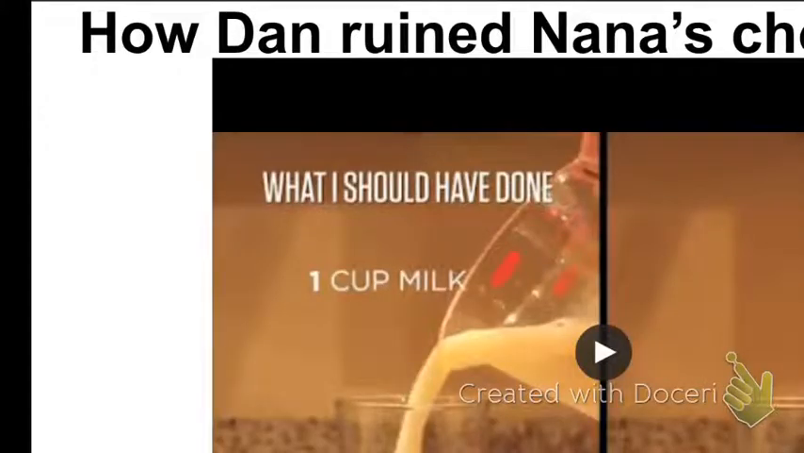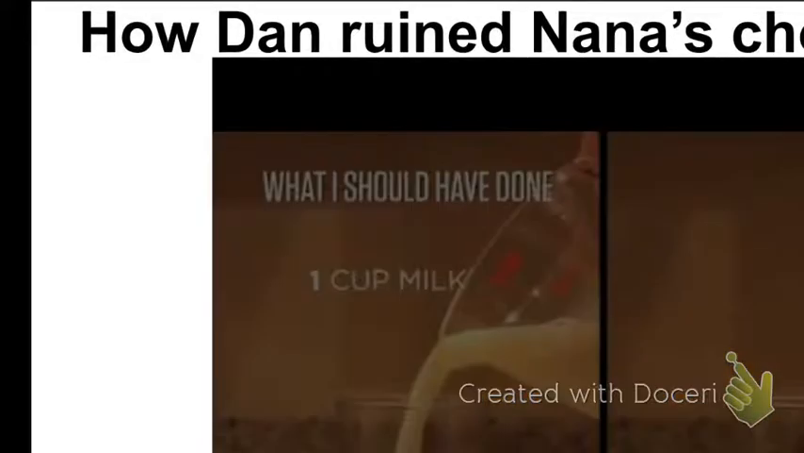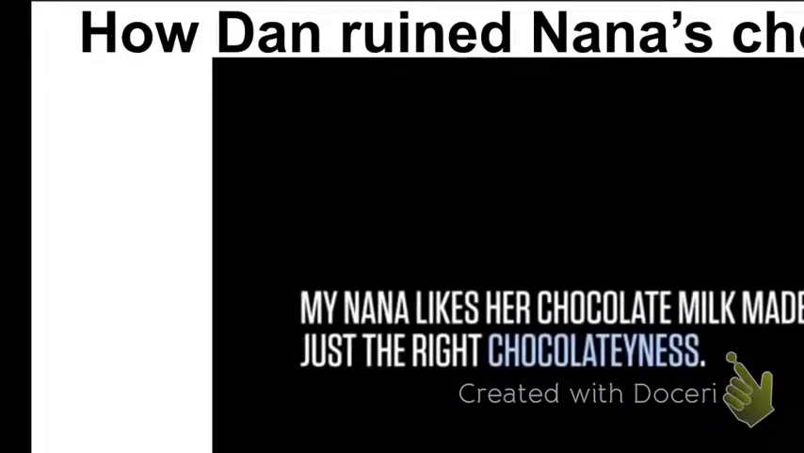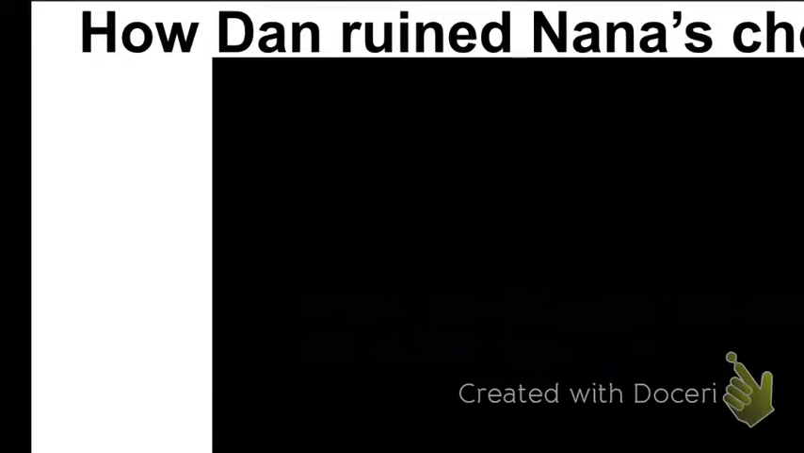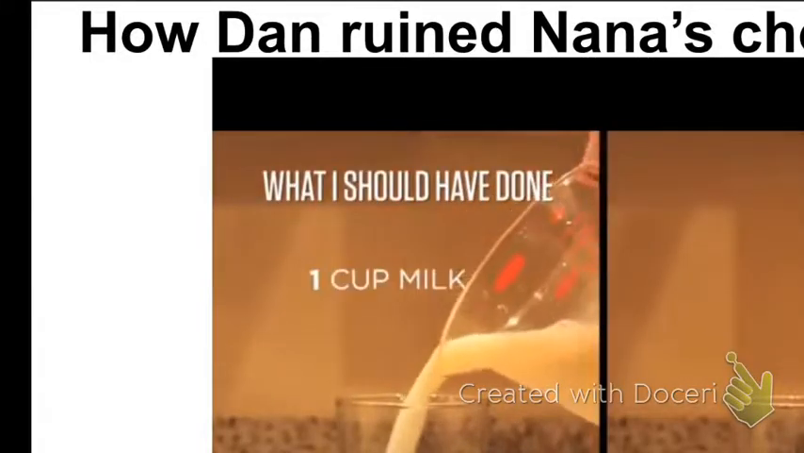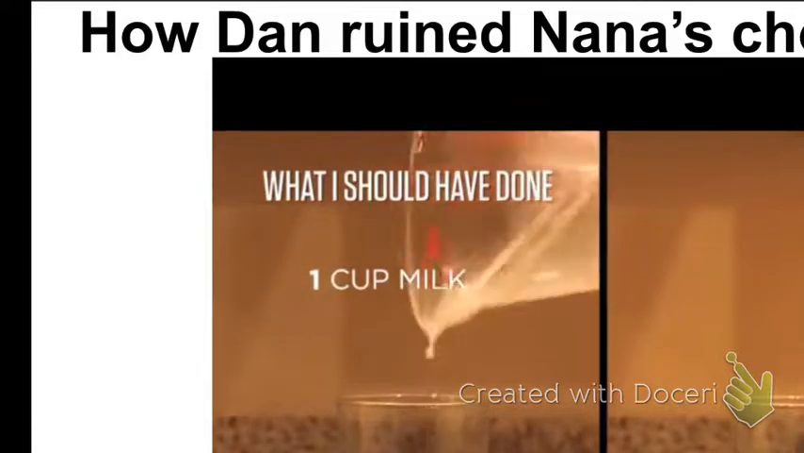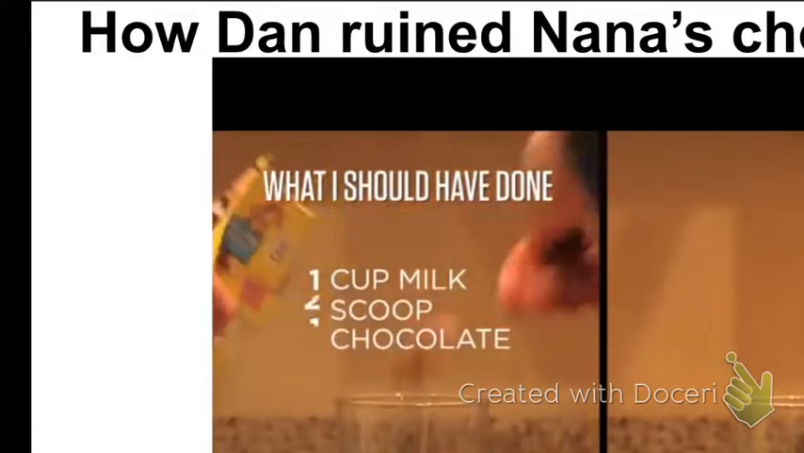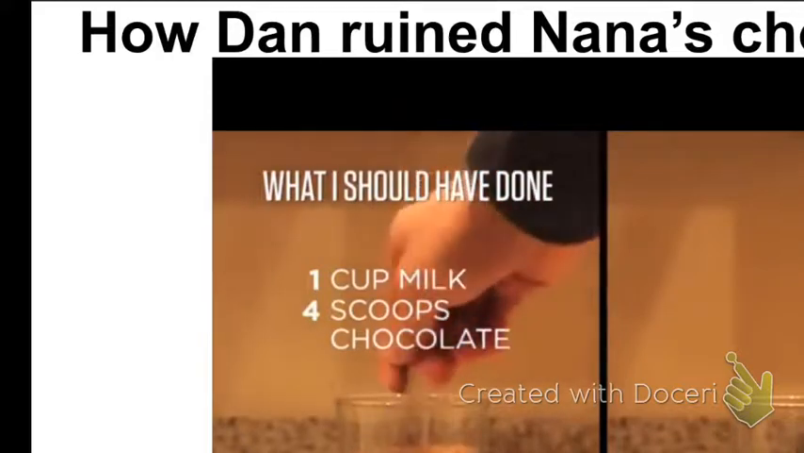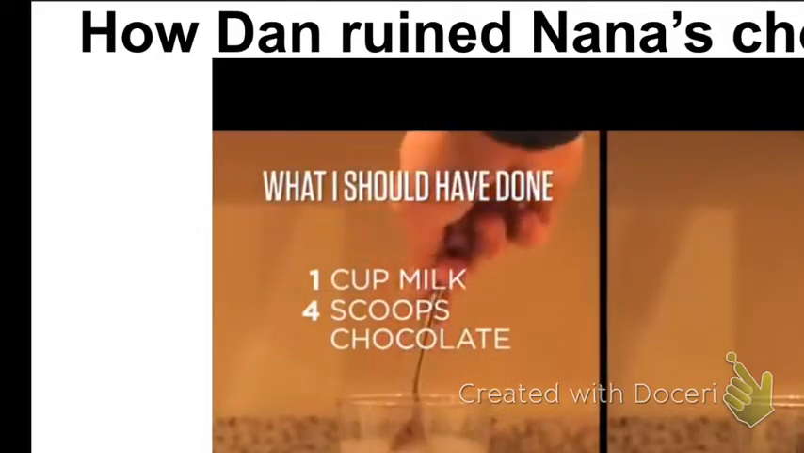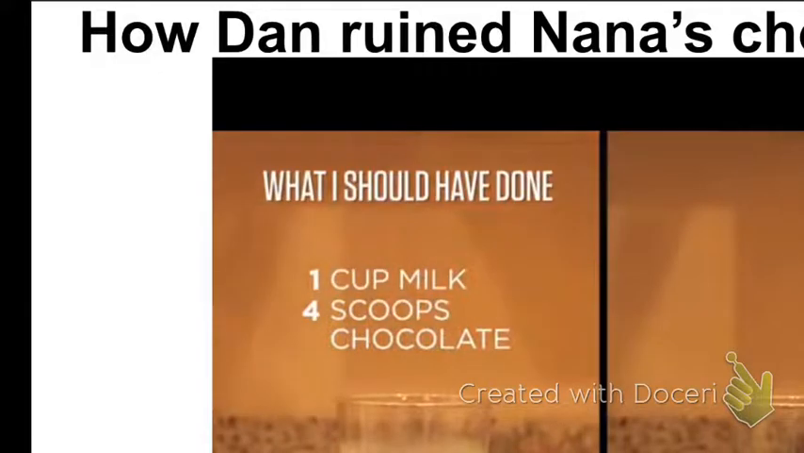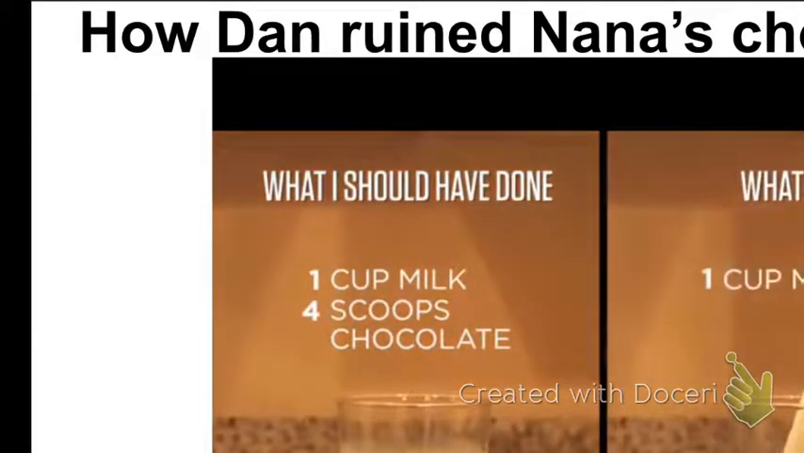All right. Dan messed up Nana's chocolate milk. Nana is really picky. She's really, really picky. Nana likes her chocolate milk made with just the right chocolatiness. So here's what he should have done. One cup of milk, 4 scoops of chocolate would get the perfect chocolatiness from Nana.